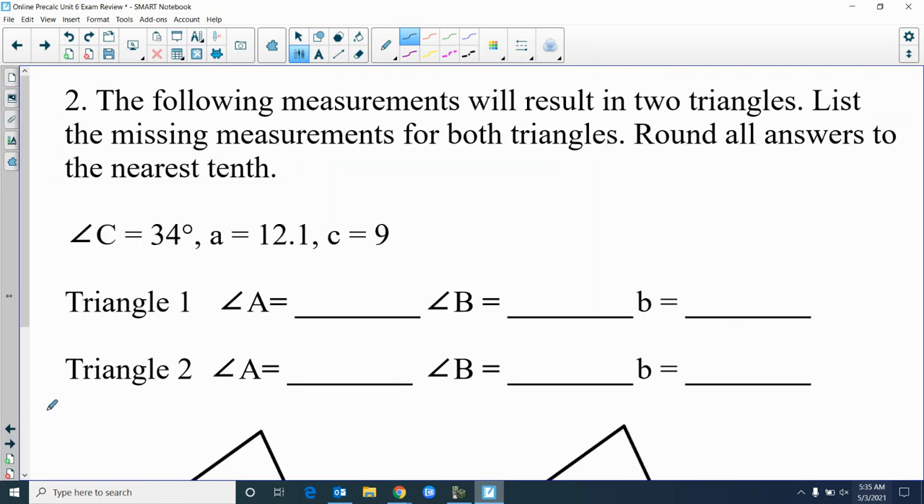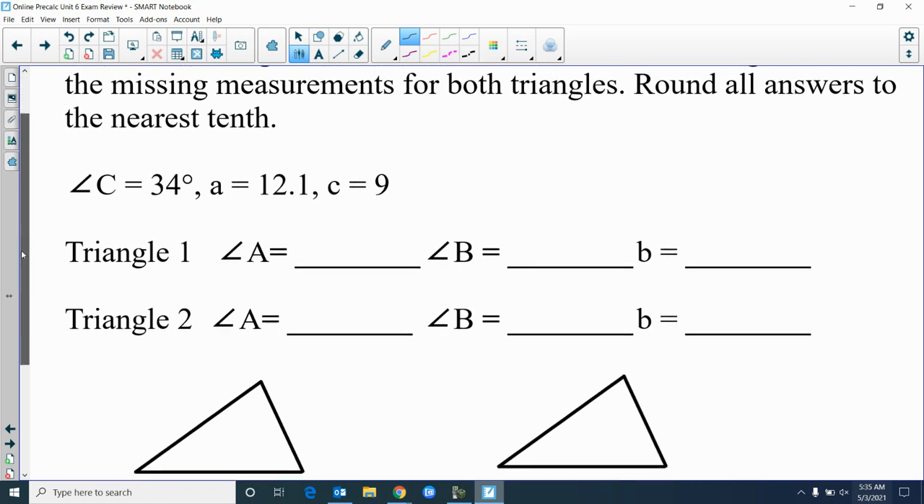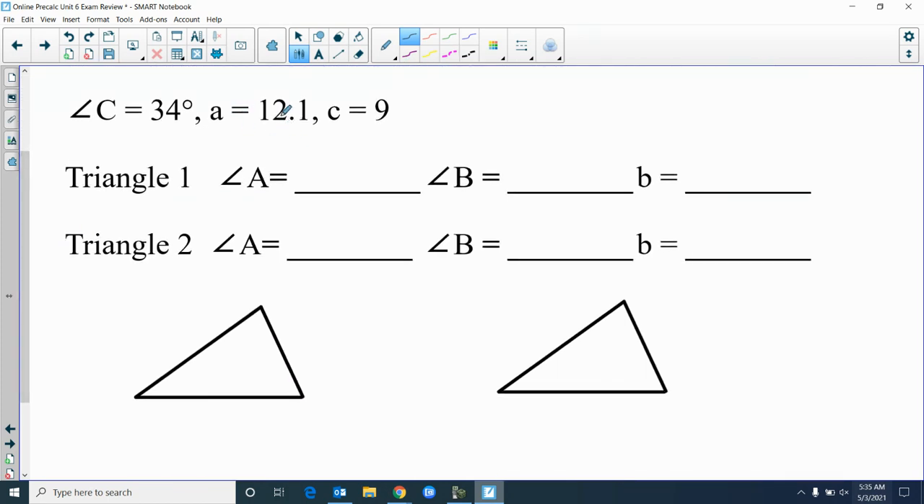Now for number 2, I'm going to tell you that this will give us 2 triangles. So you need to list the missing measurements for both triangles, and we're going to round all answers to the nearest 10th. Angle C is 34 degrees, a is 12.1, and c is 9.